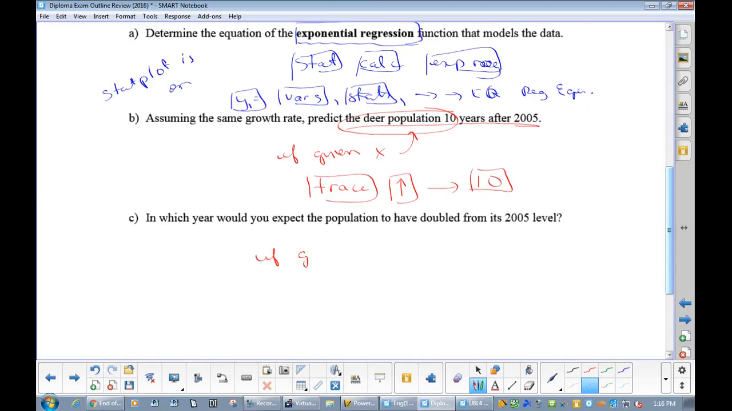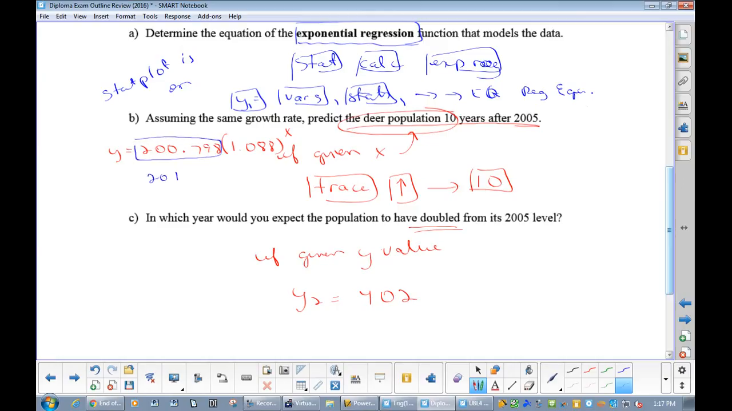Now what if given y? Yeah, so for y2 we would put, when did the population double? Now when you go to it, it comes to 201 is what it started. So you would put y2 as 402. By the way, your equation is y equals 200.798 times 1.088 to the x. So remember, this stands for your initial, right? So this is 201. So if it doubled, y2 would be 402. And then you have to find intersection. Okay, and you'll have a chance to find this in the work.